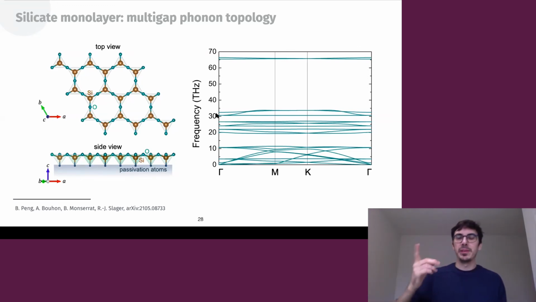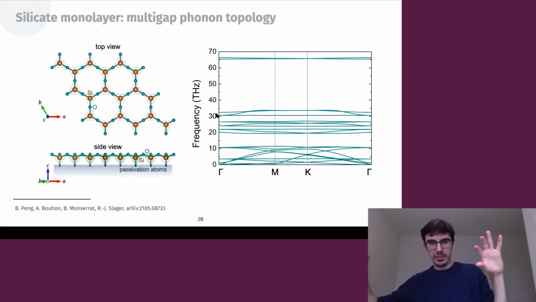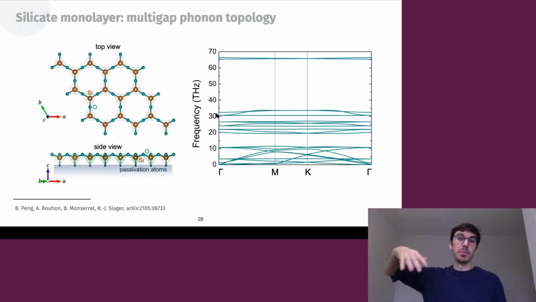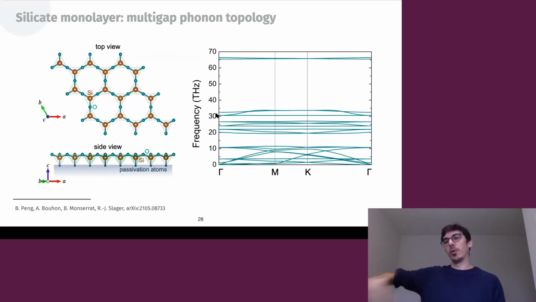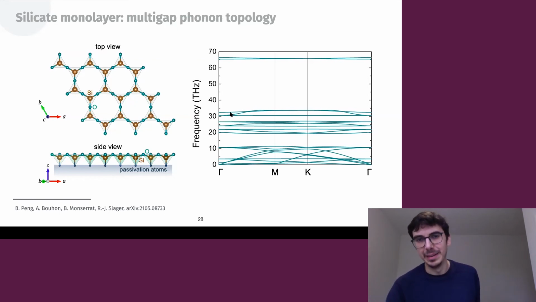So I should say that I've been describing multi-gap topology in 3-band systems, but of course you can imagine how you can extend that to multi-band systems. So a 3-band system is sort of the minimum you need to have this multi-gap topology, but you can have more complex structures if you go to more and more bands. So in this particular example, we have a 3-band subsystem around 30 terahertz, and then a 6-band subsystem from 20 to 30 terahertz.